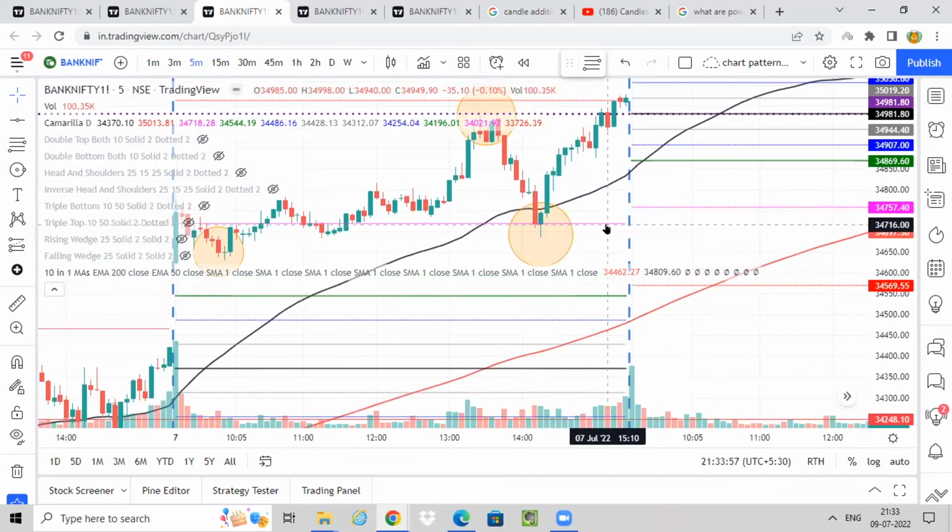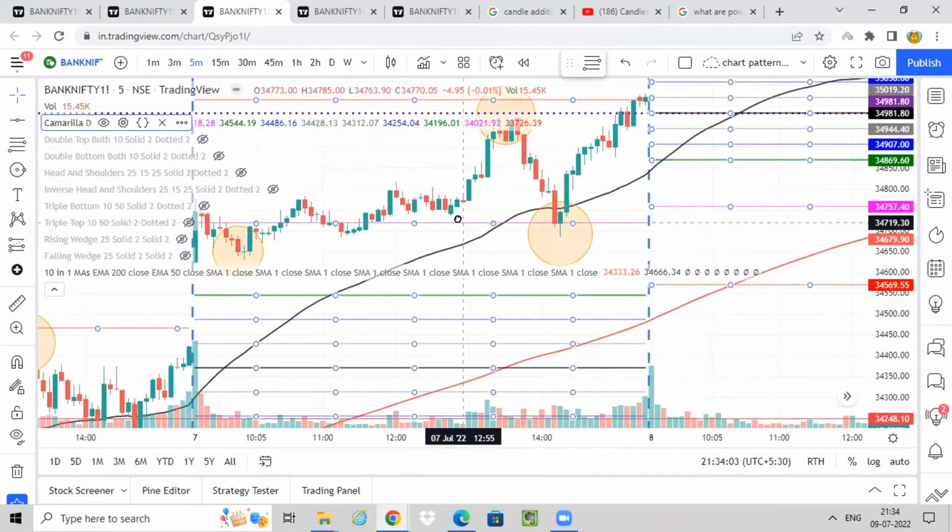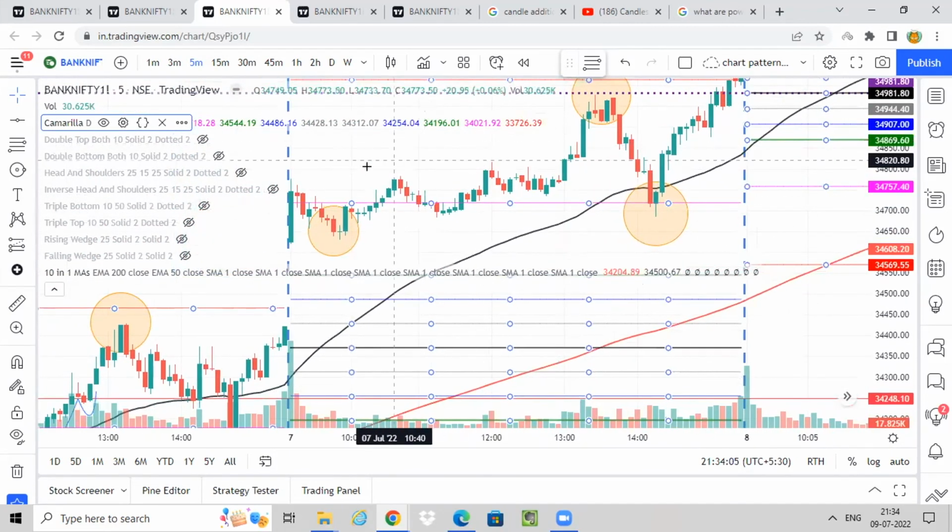Plus, there's an area of confluence here, the pivot point. You can see here a morning star pattern.